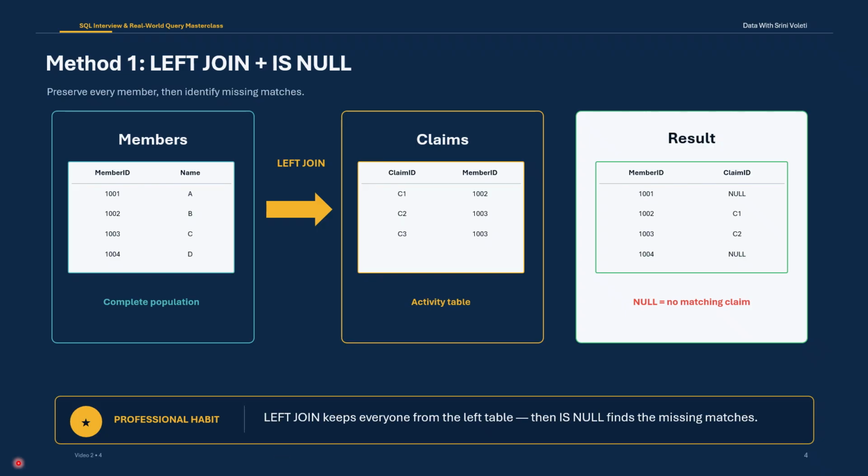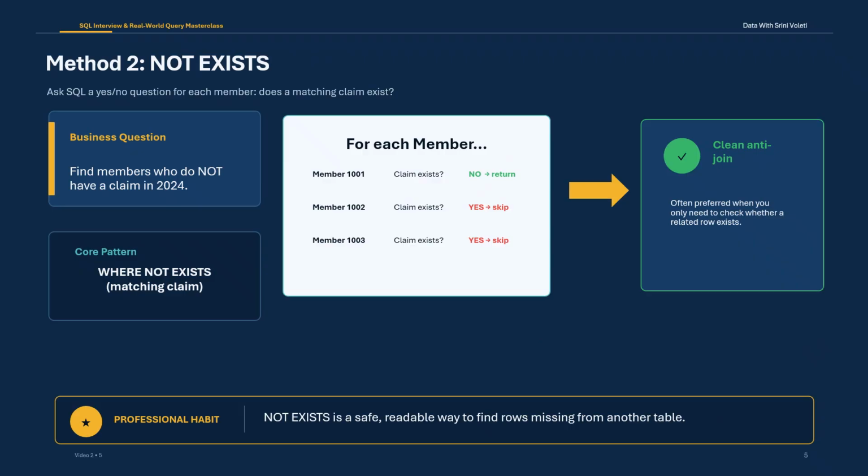The second method is not exists. Instead of creating a join result, SQL asks a yes or no question for each member. Does at least one matching claim exist? For member 1001, the answer is no, so the member is returned. For members 1002 and 1003, a matching claim exists, so they are skipped. Not exists is a clean anti-join pattern when you only need to test whether related activity exists.